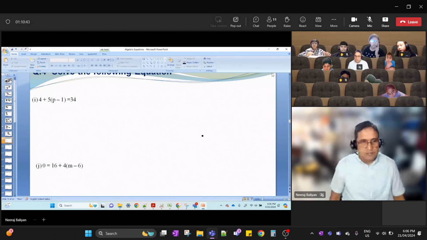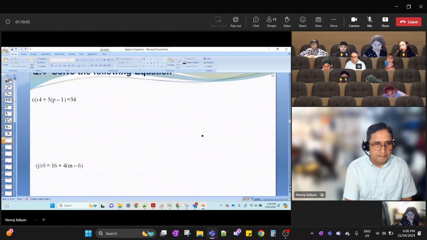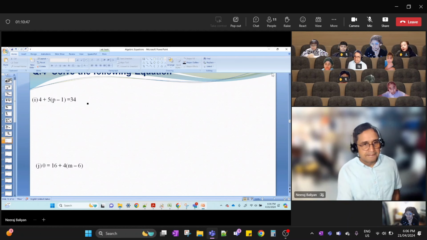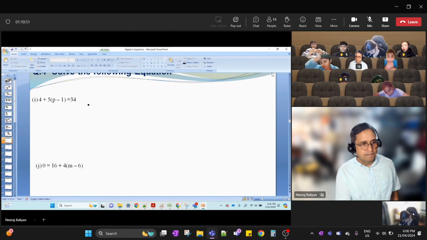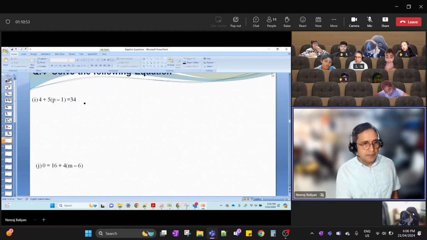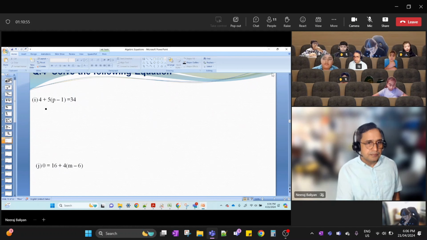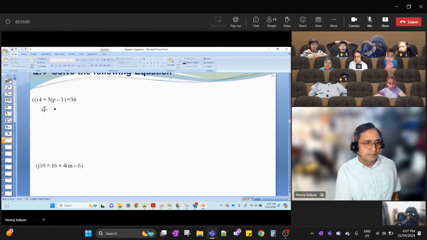So then 4 plus 5 times (p minus 1) equals 34. So then we could first calculate 4 plus 5 equals 9, and then 34 divided by 9, equals to, let me have a think. I'm not very good with decimals. Are you sure it's 7? I don't think so.